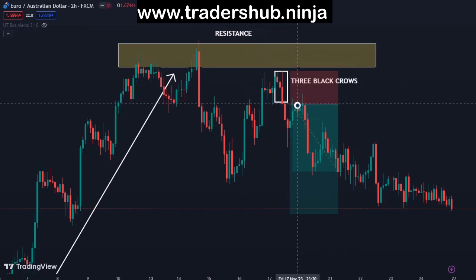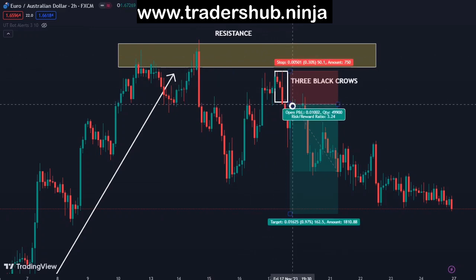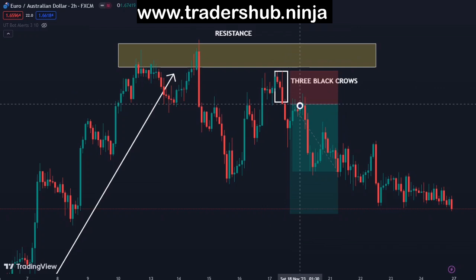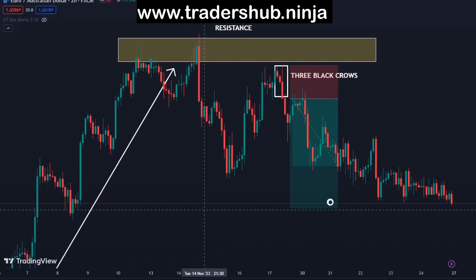Where to enter the trade? After these particular 3 candles close, here we have to take a sell entry. Our stop loss is above the 3 black cross candles. Our target is 1:2 or 1:3. This is a way to approach the 3 black cross candle.